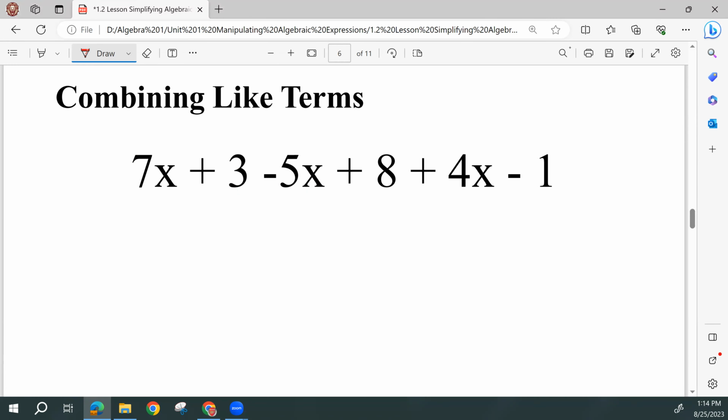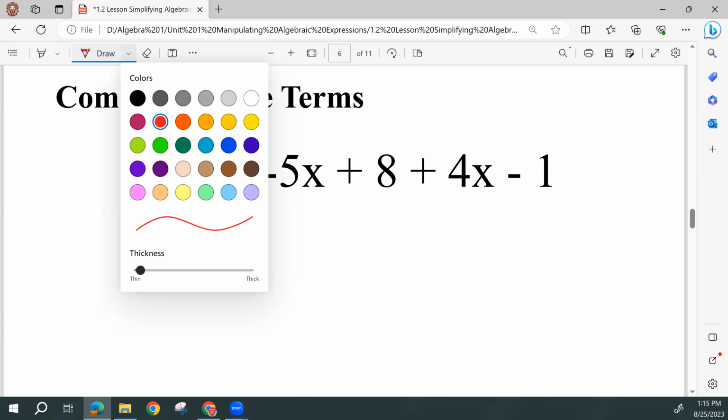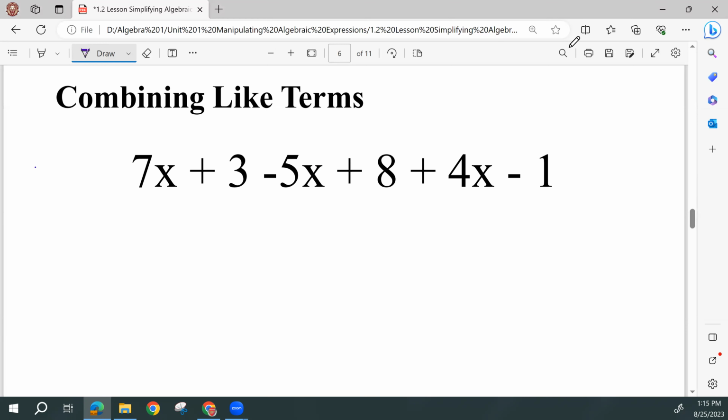So I mentioned on that last problem something called like terms. Like terms are things that we can combine. And what makes terms alike is that they're either constants or they have the exact same variable. So if I go through this expression, this is the one I used in the last lesson to tell you about the parts of an expression.